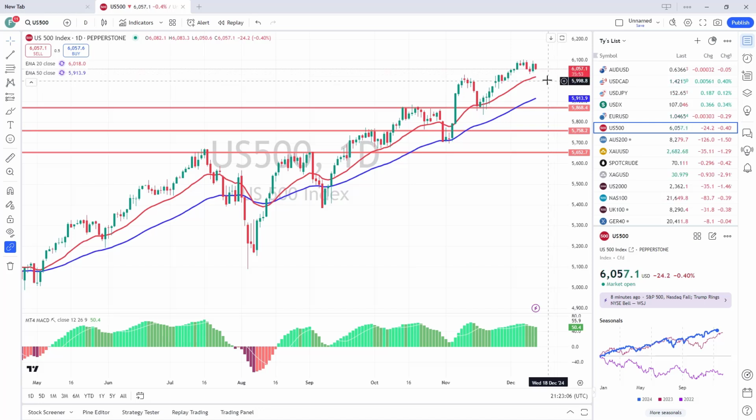So really, until it either breaks below the 20 moving average on a daily or breaks above with a daily candle, I think we just sit and watch this one and let it play out a little bit. I wouldn't be too ambitious. Let's just see how it unfolds.